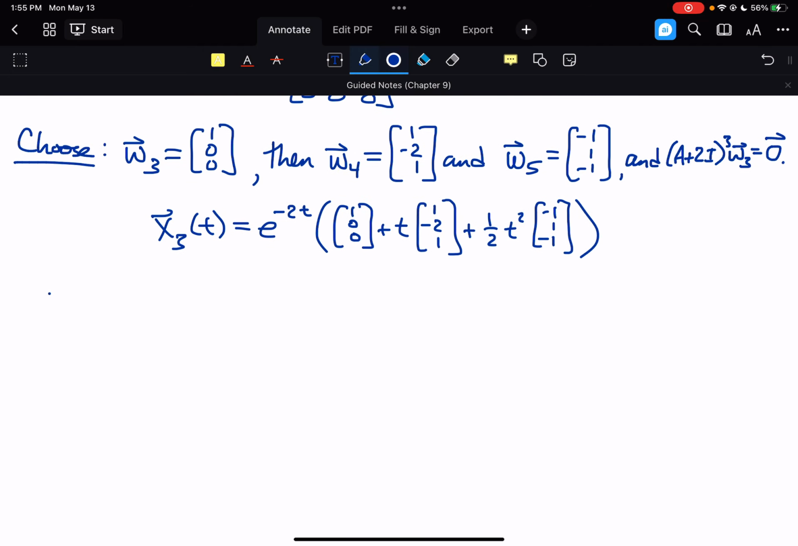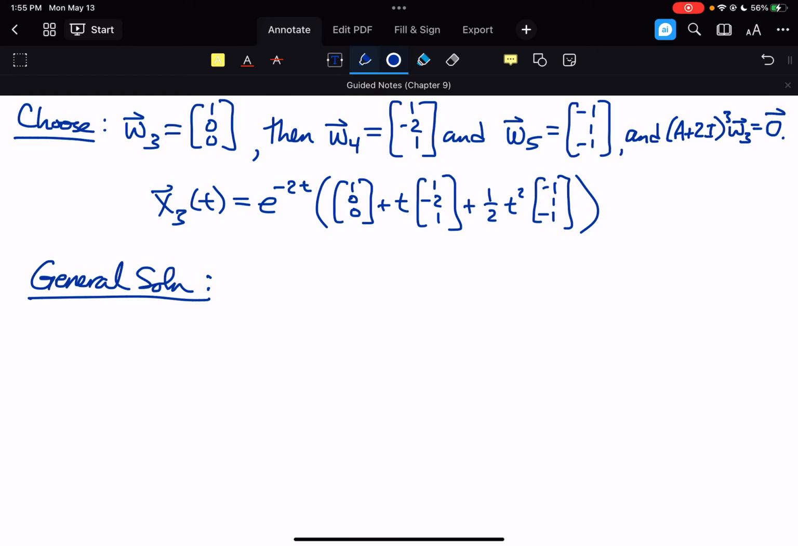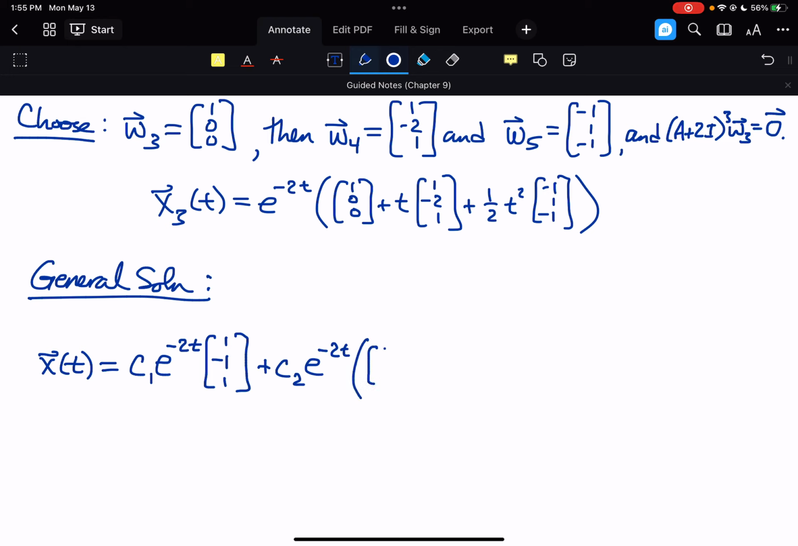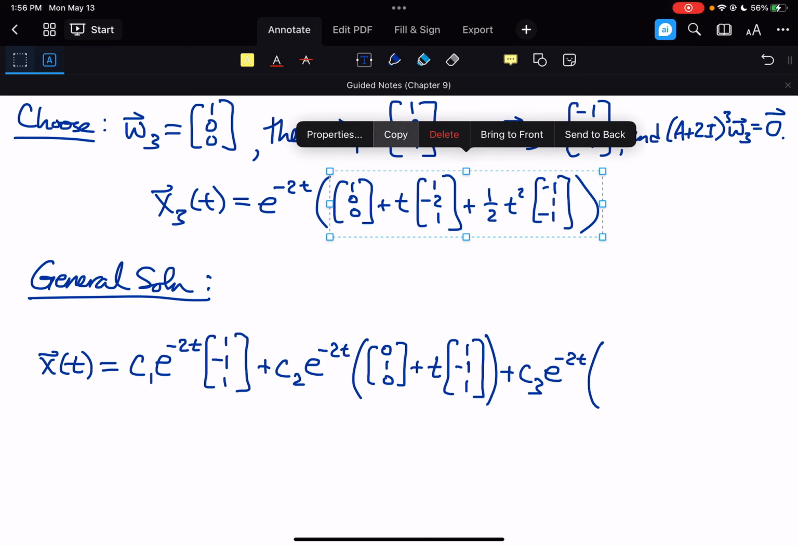So our general solution, and as with all these cases, the more complicated the process gets in solving, the longer these answers get. So we get C1 e^(-2t) times (1, -1, 1) plus C2 e^(-2t) times (0, 1, 0) plus t times (1, -1, 1) plus C3 e^(-2t) times, just bring all this in here.